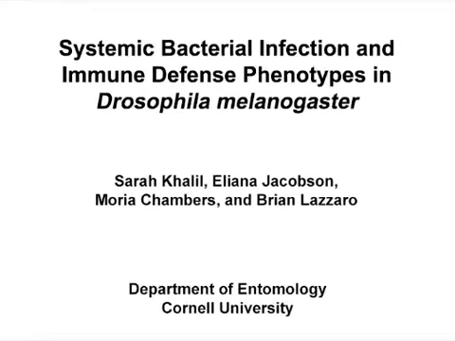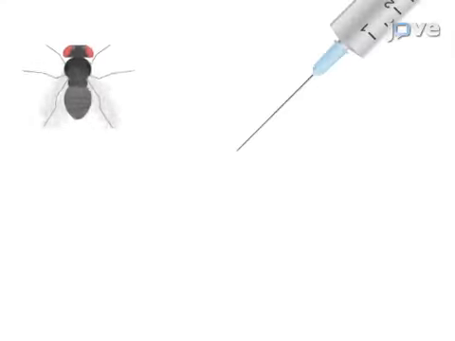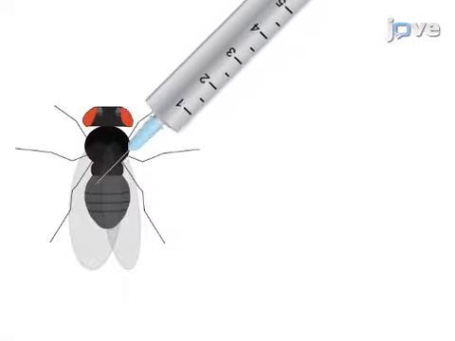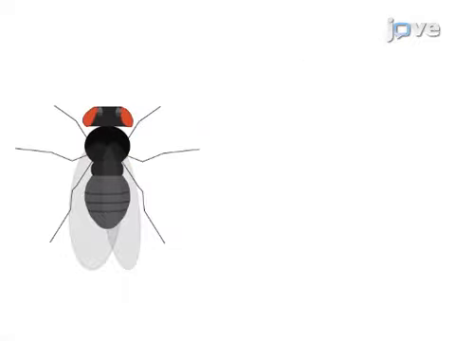The overall goal of this procedure is to deliver robust and repeatable bacterial infections to Drosophila melanogaster, then to subsequently measure infection severity and quantify the host immune response.